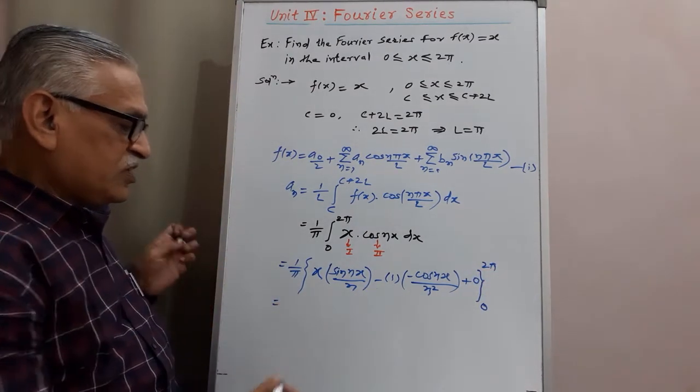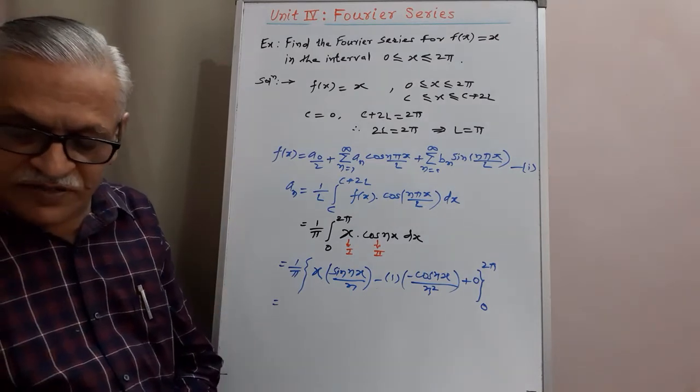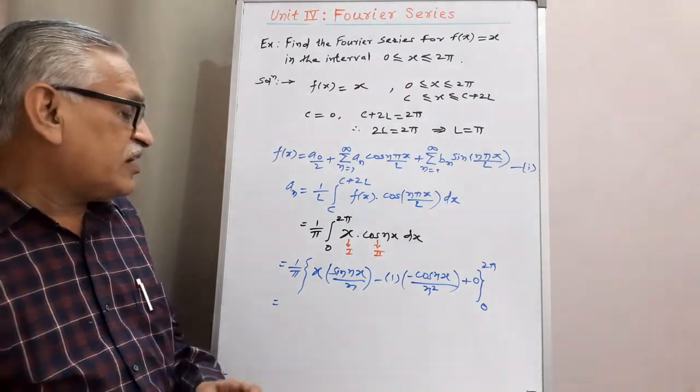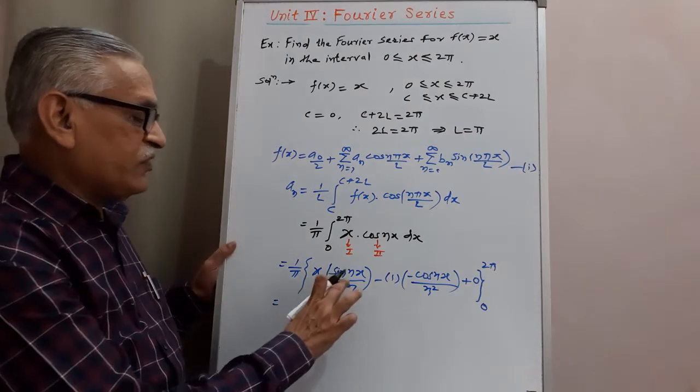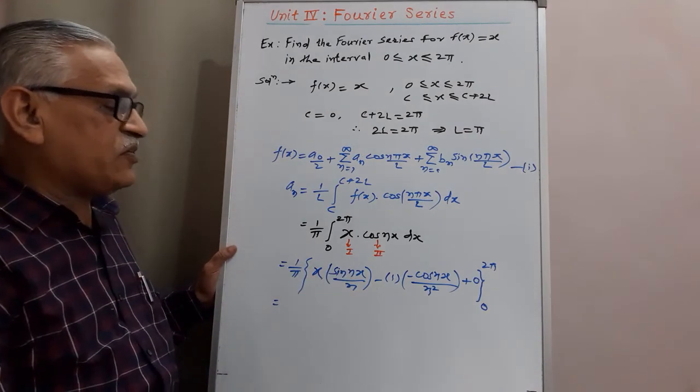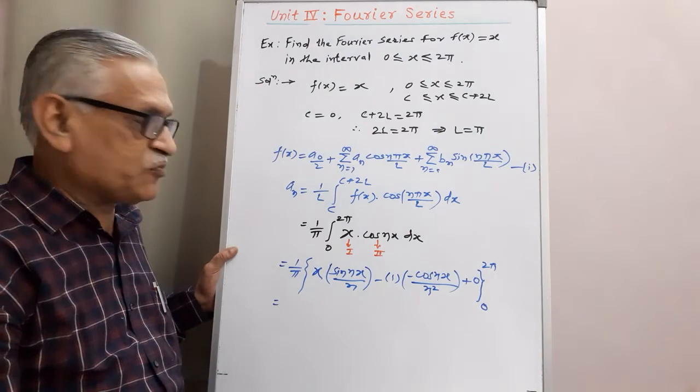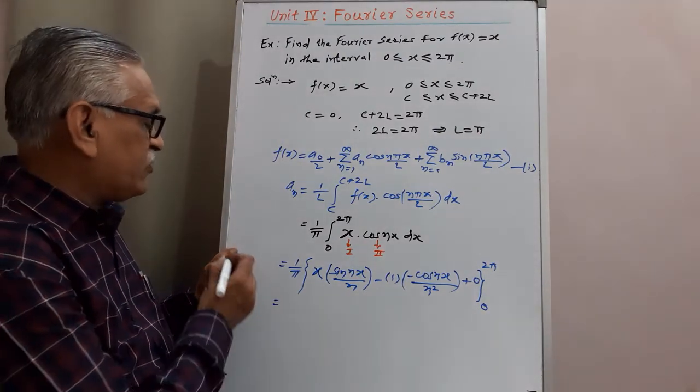It is equal to substituting the upper and lower limits. When we substitute the upper limit, we have the terms sine 2n pi and cos of 2n pi. We know the value of sine 2n pi.